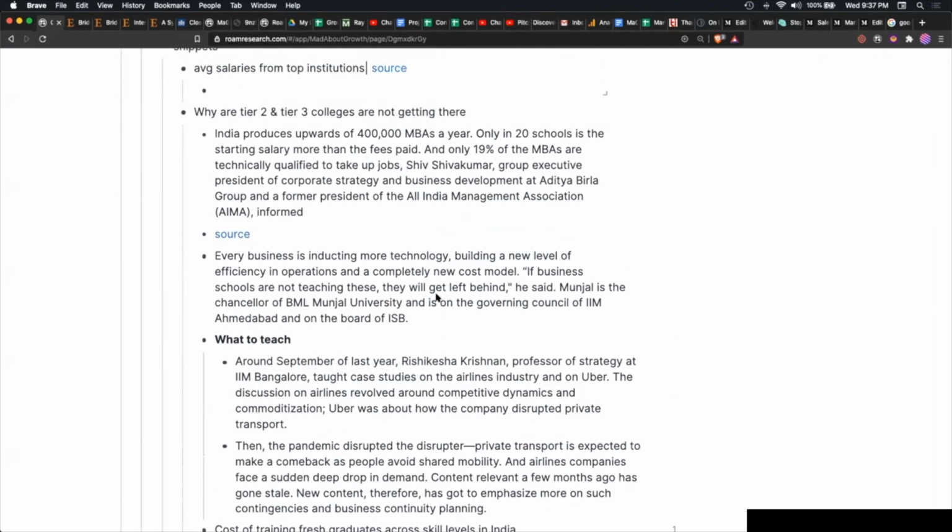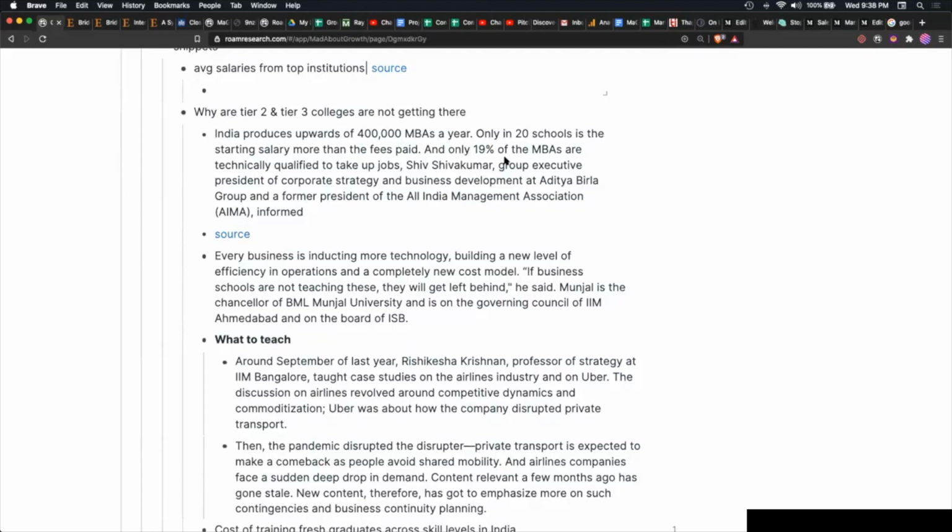Anyway, in that also, if you look at this, almost 4 lakh MBAs are being produced, and only 20 schools have a starting salary more than the fees paid. Think about the situation. Only in 20 schools, the starting salary is more than the fee paid by the student. Which means if I pay 30 lakhs to ISB and I get placed at like 15 lakhs, that's what is happening, right? But then the justification there is, oh, you'll recover it in like 5 years' time, 10 years' time, and whatnot. Anyway, let's not get into that.